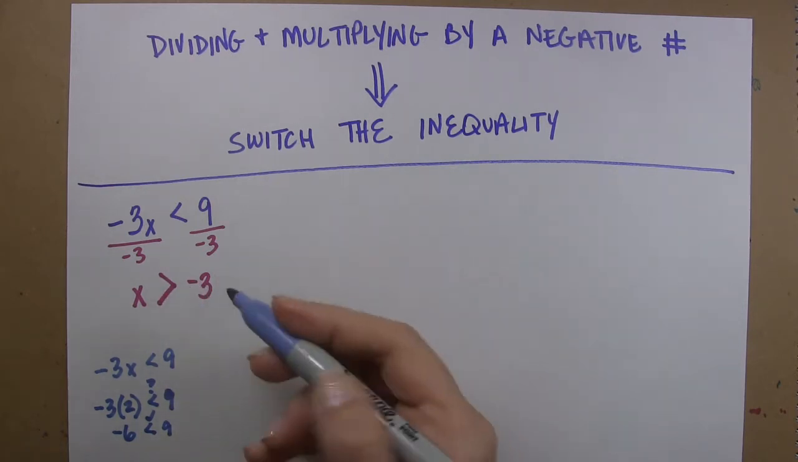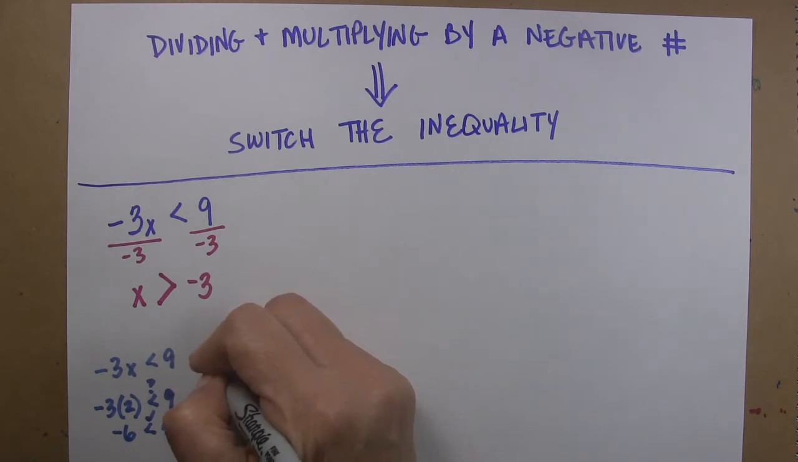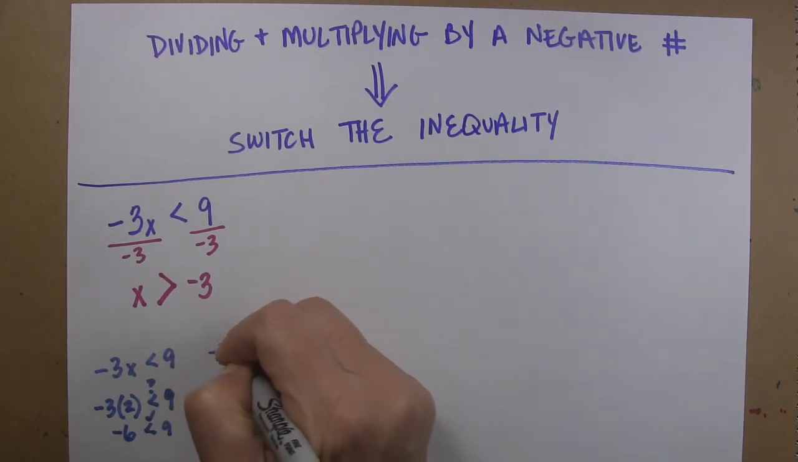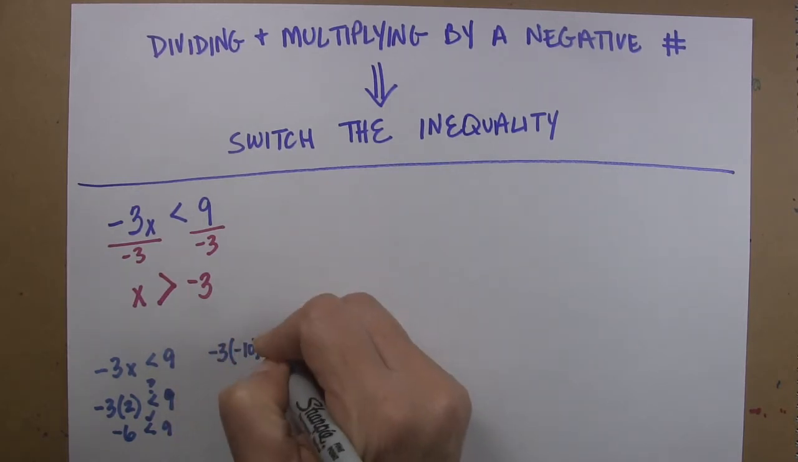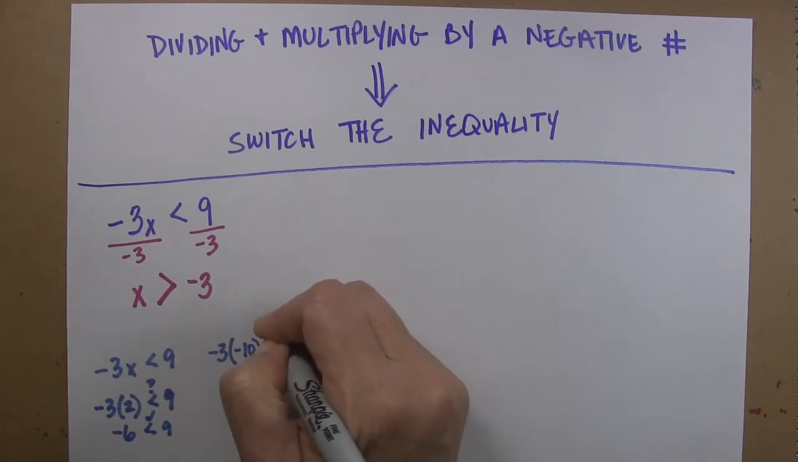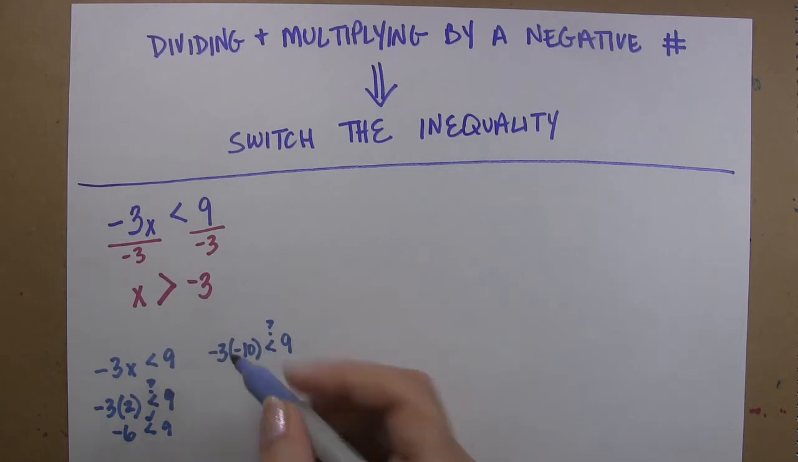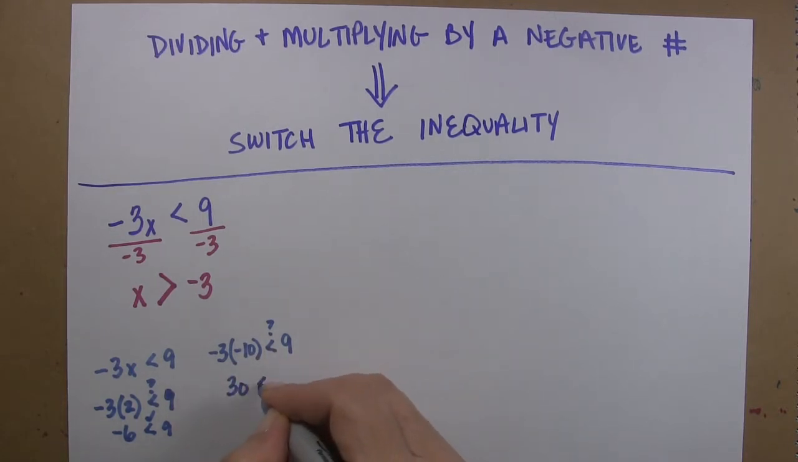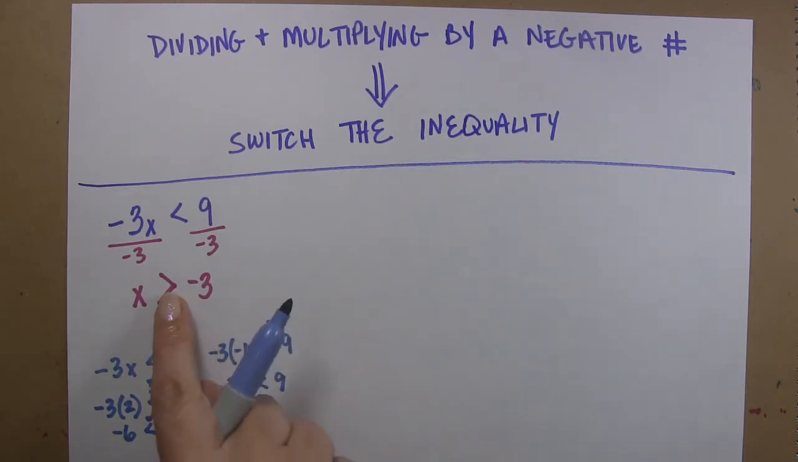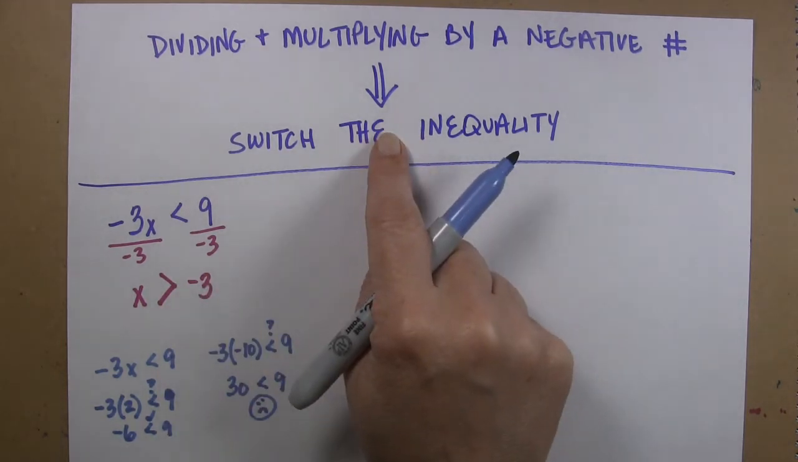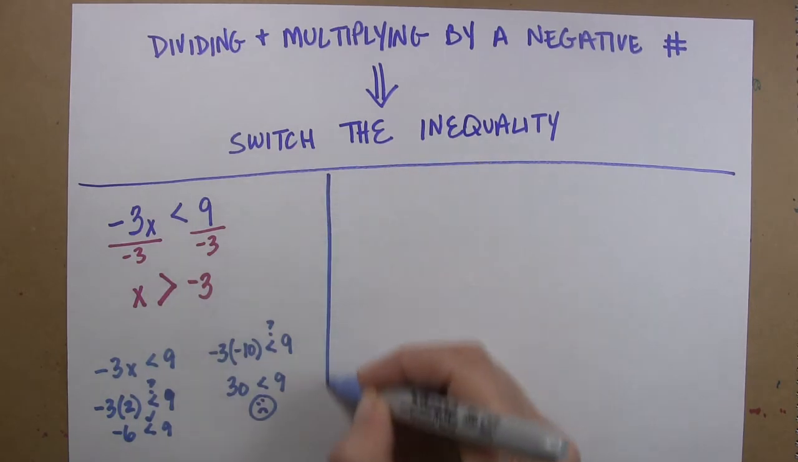Let's try one where it's less than -3. Let's do -3 times -10. Is that less than 9? Well, no, because look, a negative times a negative is a positive. So now we would be saying that 30 is less than 9, which isn't right. So when do you switch the inequality? You only switch it if you multiply or divide by a negative number.